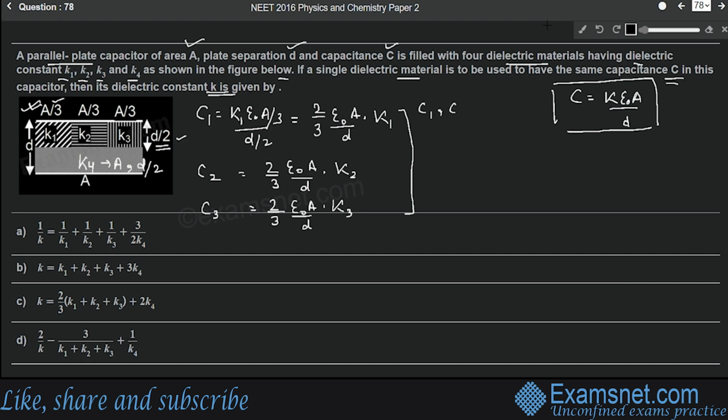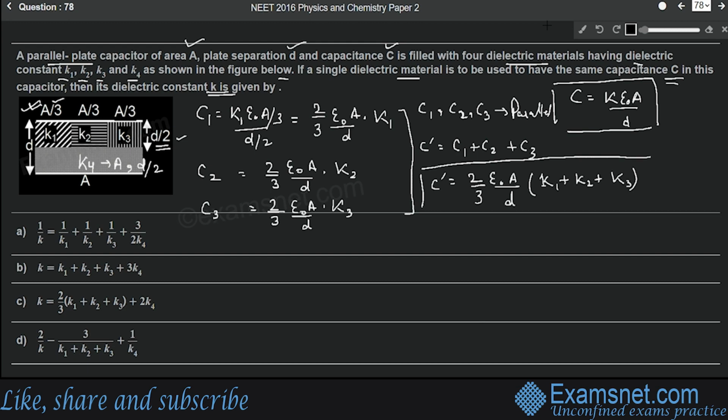Now these three dielectric materials are arranged in parallel combination. That means C1, C2 and C3 are in parallel combination. It means that the equivalent of these three, let's say C dash, will be equal to C1 plus C2 plus C3. Now 2 by 3 epsilon naught A by D is common, so that can be taken outside the bracket, and inside the bracket we'll have K1 plus K2 plus K3, isn't it? So this is the equivalent of the first three capacitances, that means the capacitance of the three dielectric materials.